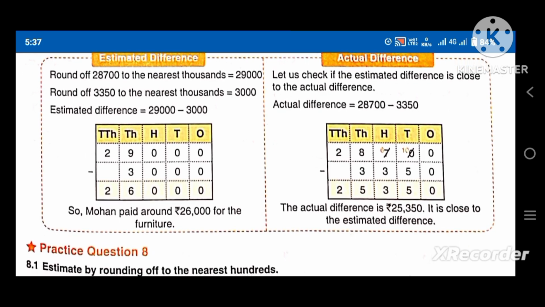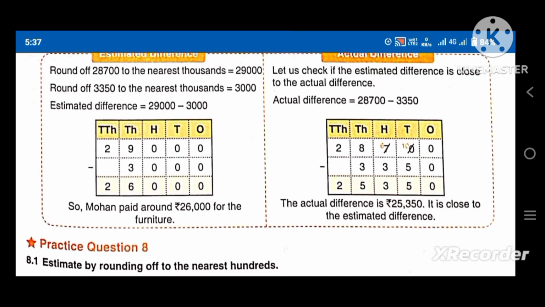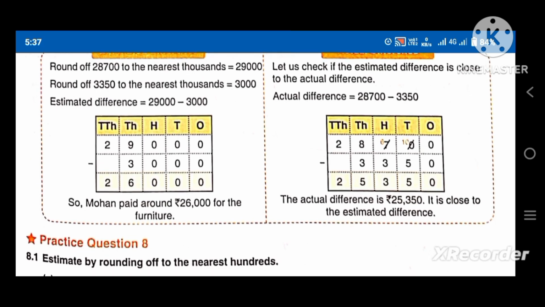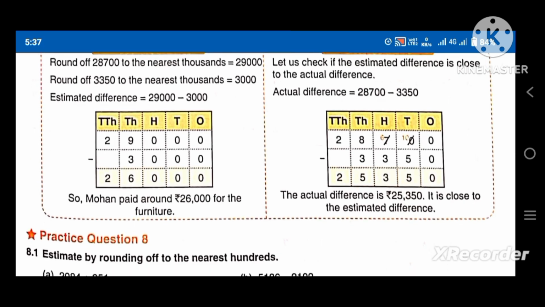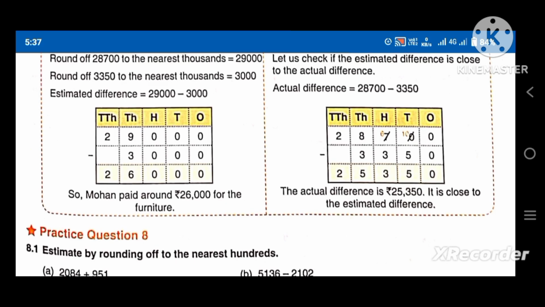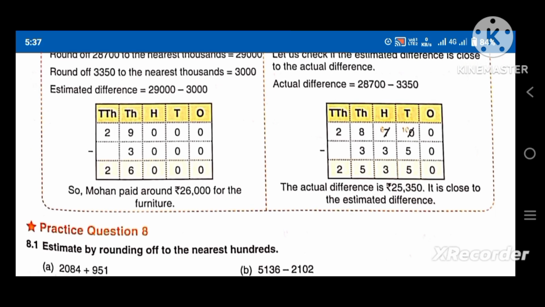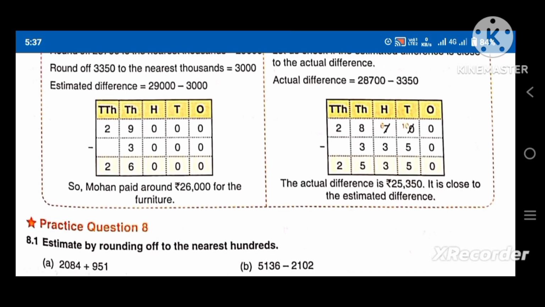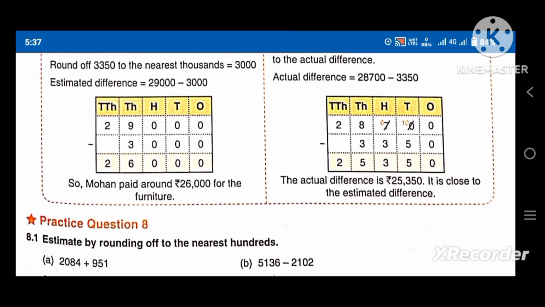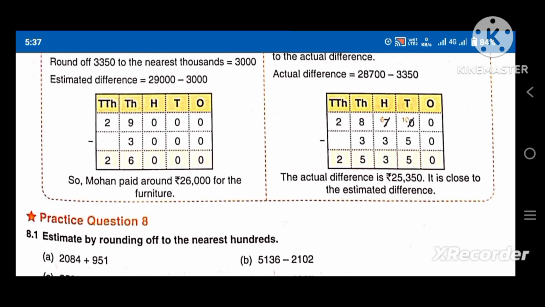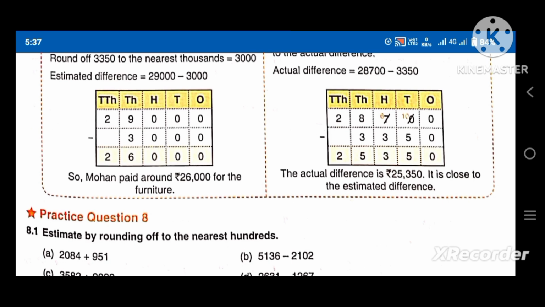Actual difference. Let us check if the estimated difference is close to the actual difference. Actual difference is equal to 28,700 minus 3,350. The actual difference is 25,350. It is close to the estimated difference.